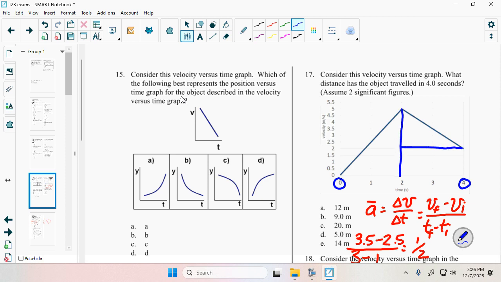I have to divide it up into several sections. I have a triangle here. Remember, the area of a triangle is 1/2 base times height. It's the area of a rectangle divided by 2, right? So that's 1/2 of the base, which is 2, times 5, which is 5. Here, this is a rectangle, so it's 2 times 2, which is 4.